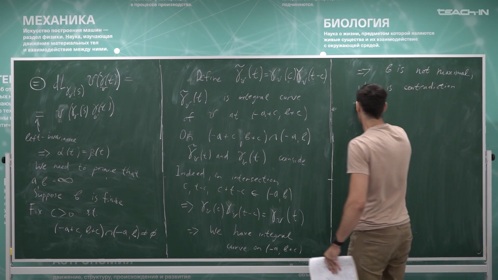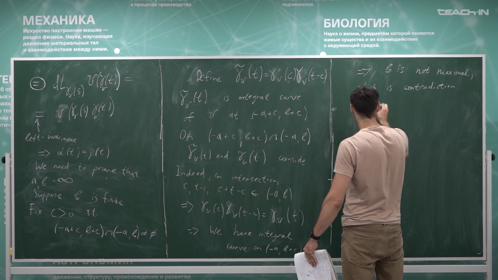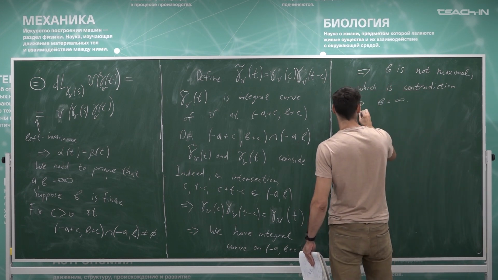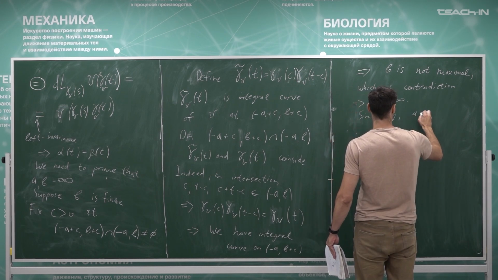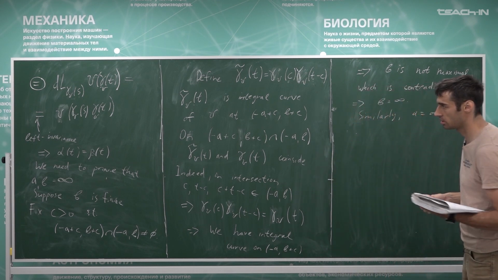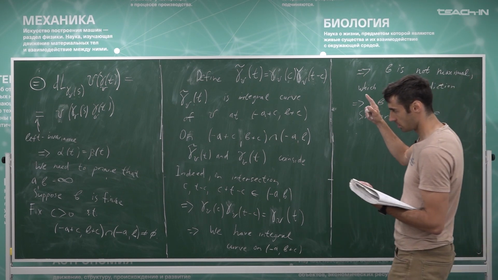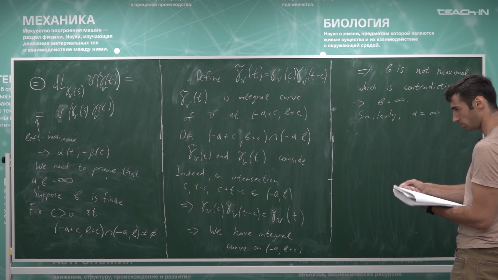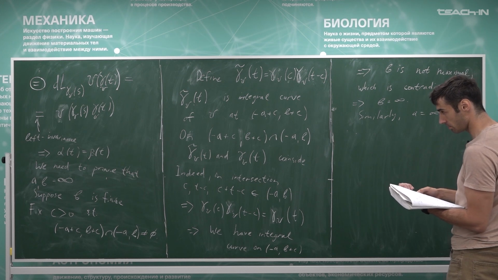So therefore, our assumption that b was finite is not true, so b is infinity. And similarly, you can prove that a is infinity. So this means that indeed our left-invariant vector field V admits a global integral curve. So we proved part 1. And this global integral curve, moreover, is a one-parametric subgroup.